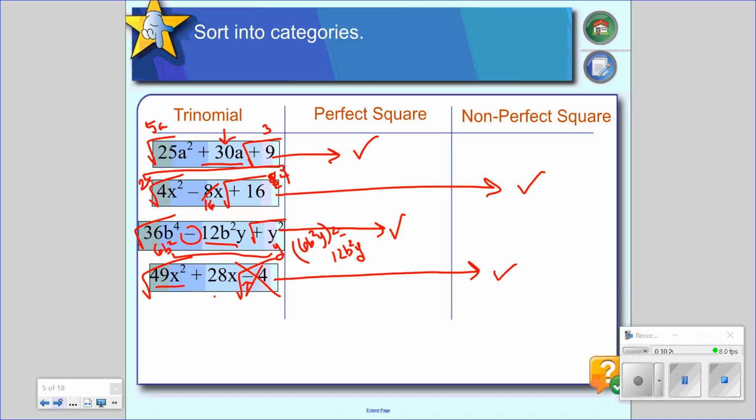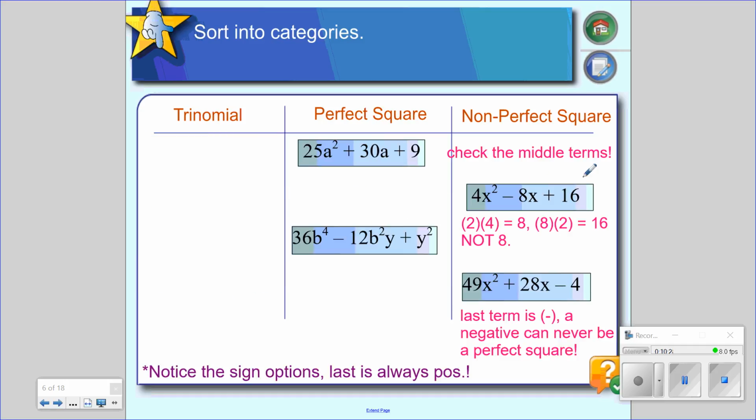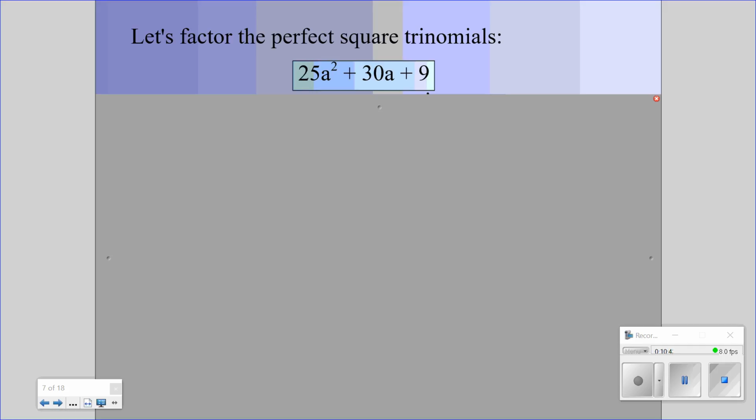So just to recap, always check your middle terms to make sure that the middle term is double the product of the square roots of the ends, and that the last term must be positive for us to take the square root of it. Okay, so let's just practice a little further.